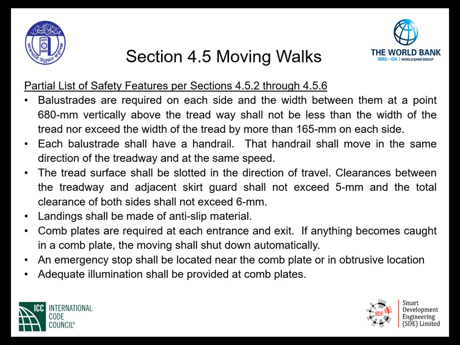Each balustrade shall have a handrail. The handrail shall move in the same direction as the treadway and at the same speed. The tread surface shall be slotted in the direction of travel. Clearances between the treadway and the adjacent skirt guard shall not exceed 5 millimeters, and the total clearance of both sides shall not exceed 6 millimeters.